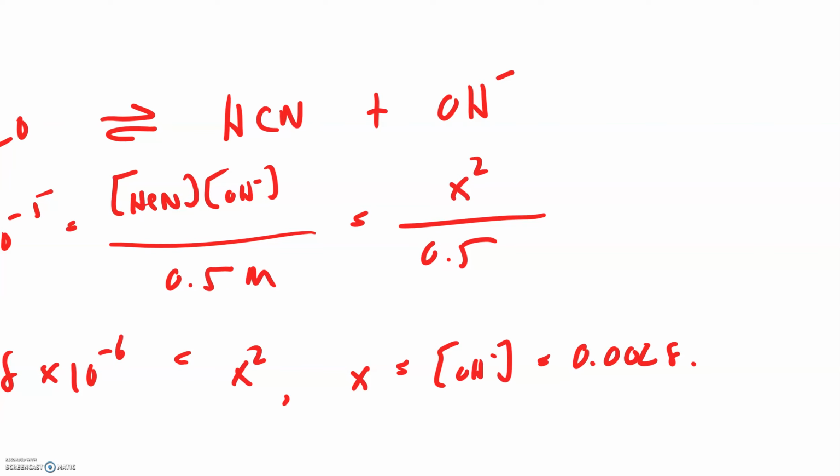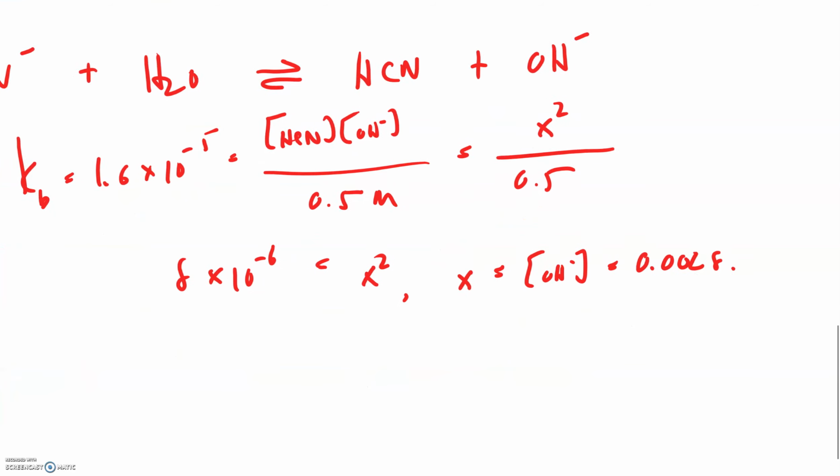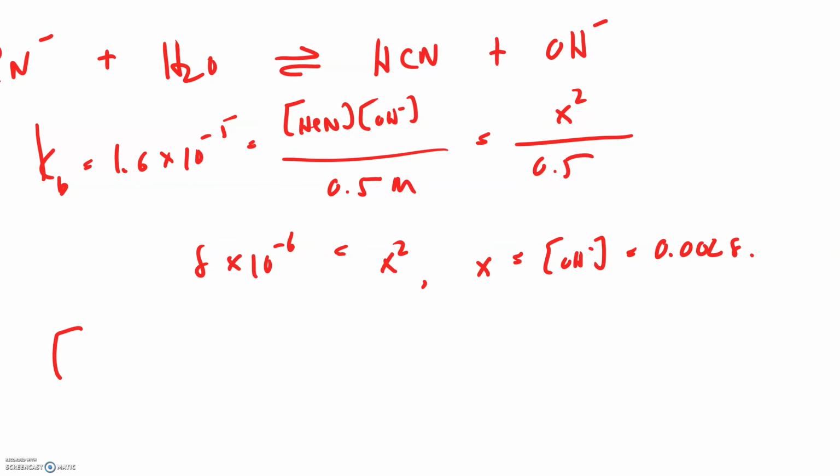Now, does this approximation work? We'll just test by dividing it by the original concentration. So that divided by 0.5 times 100 is 0.57% dissociated, so the approximation works. So we have OH minus, and we know it equals 0.0028 molar.